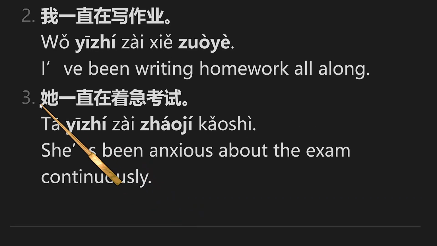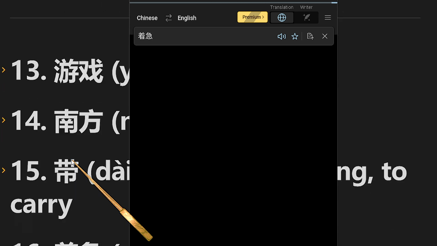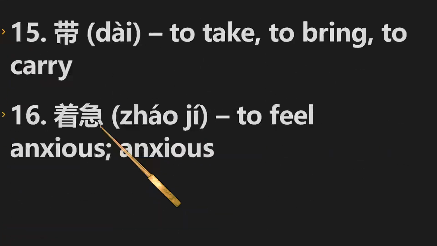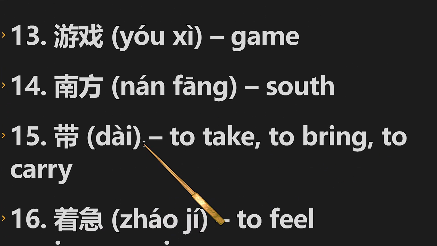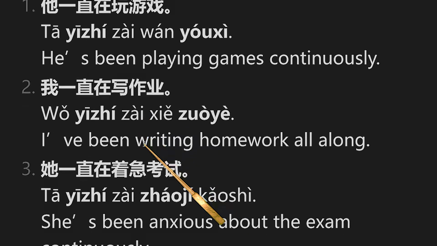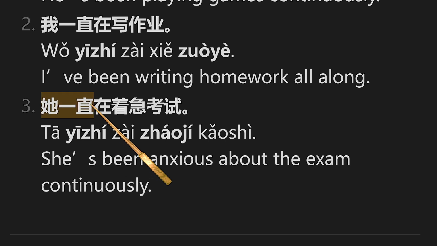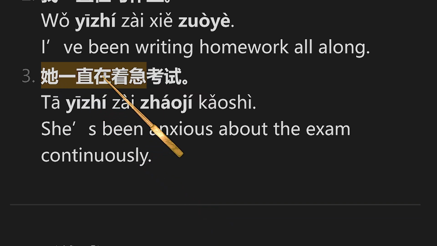She has been anxious about the exam continuously. 她一直在着急考试. It's a new word for us. 着急, it's anxious, to feel anxious. We will learn it maybe at the end of this lesson. So 他一直在着急考试. Usually, he is constantly or all along worried or anxious about 考试, the exam.